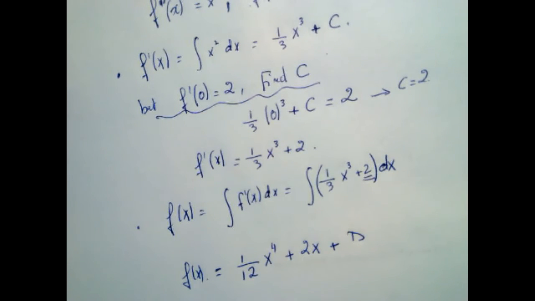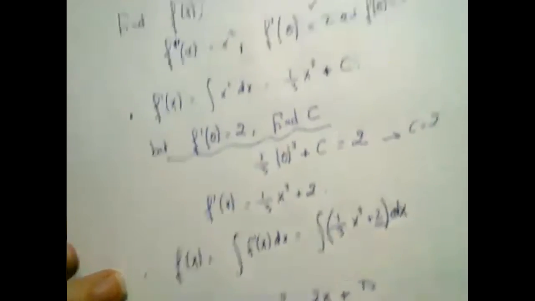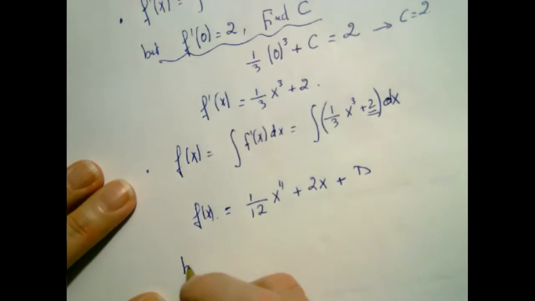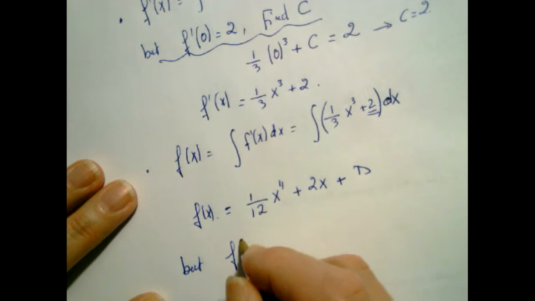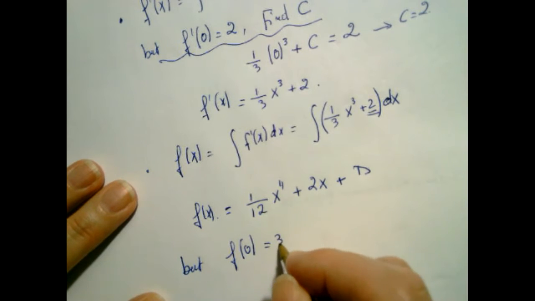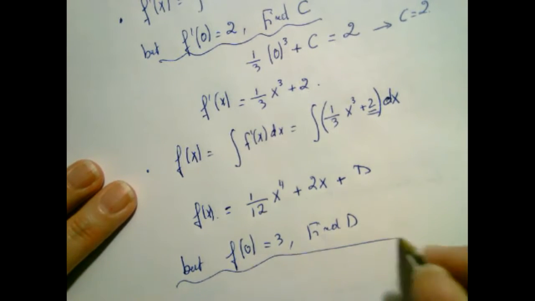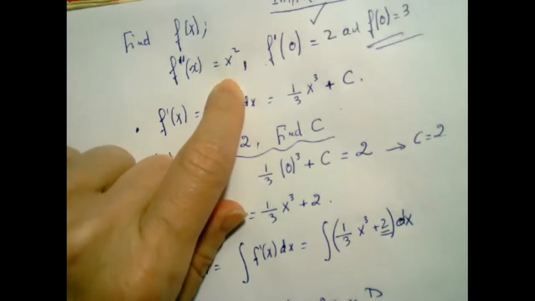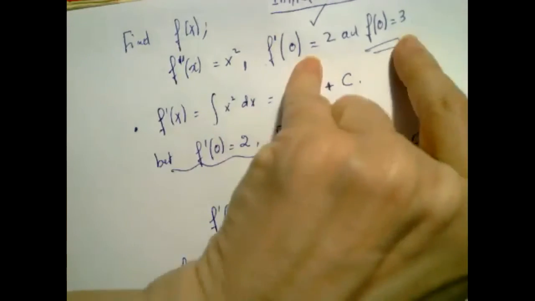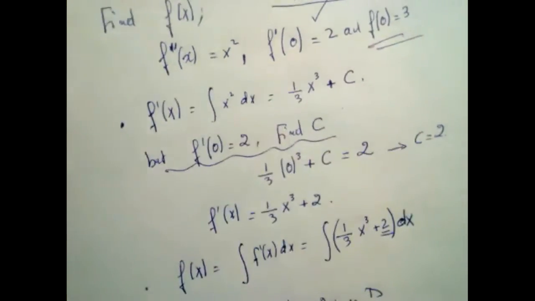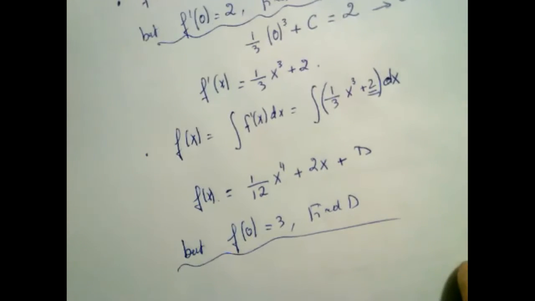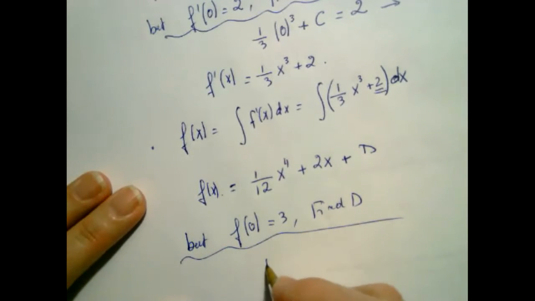Now I want my f to satisfy my initial condition. I want f of 0 equal to 3, so we find d. There are tons of functions that have this as the second derivative. I want the particular one. I want a very specific one. Okay, but f of 0 equals 3, so it means I plug in 0 for x.